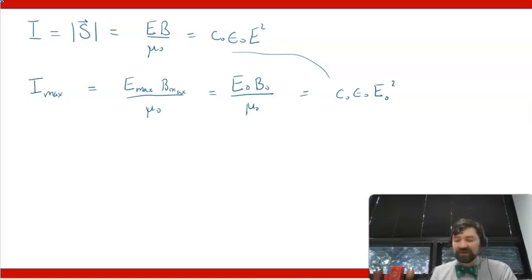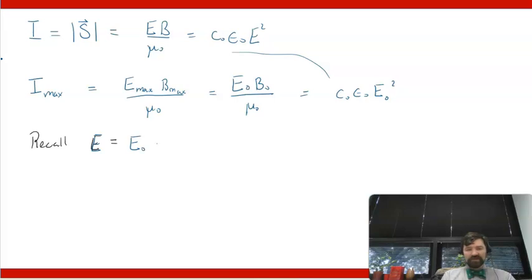That's your maximum value. Recall that the E field and the B field are sinusoidal. So recall that the electric field value is E naught times sine of K, the wave number, times X minus or plus omega times T, and maybe some additional phase.